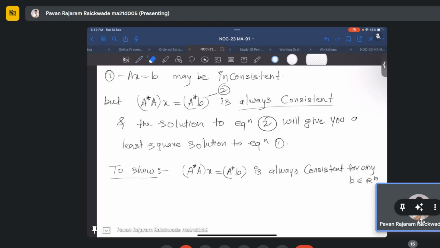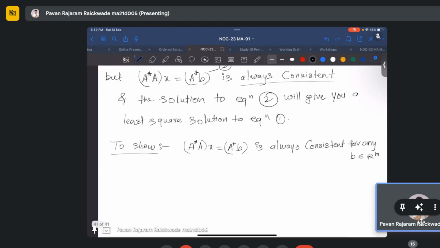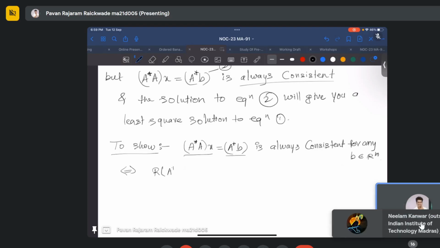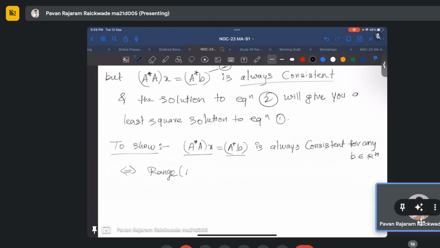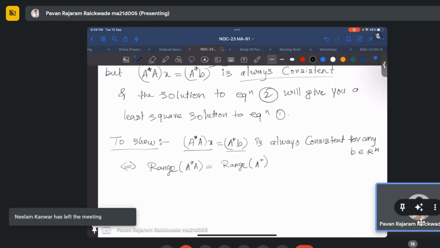Okay, let me explain what this is. I want to show that A star Ax equals A star b has a solution if and only if the range spaces are the same, that is, the range of A star A is the same as the range of A star. If I show this, then I'm done.